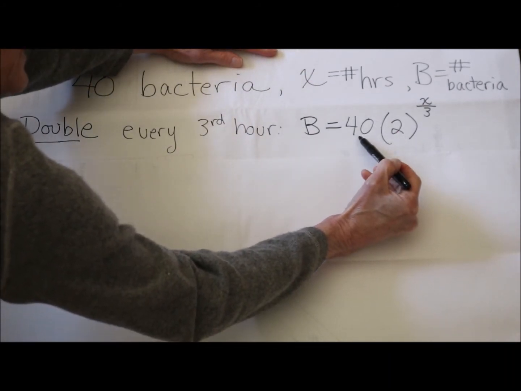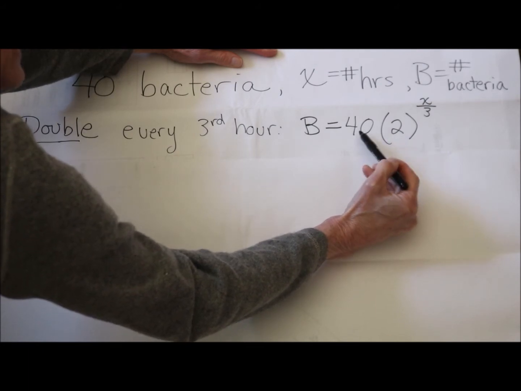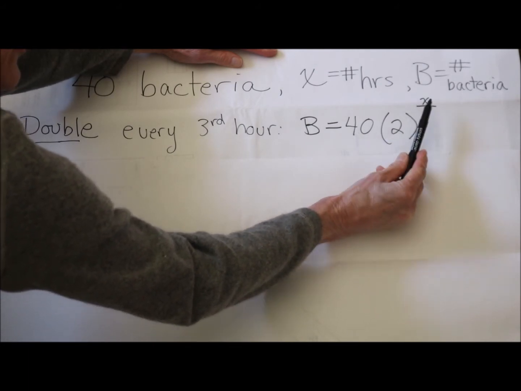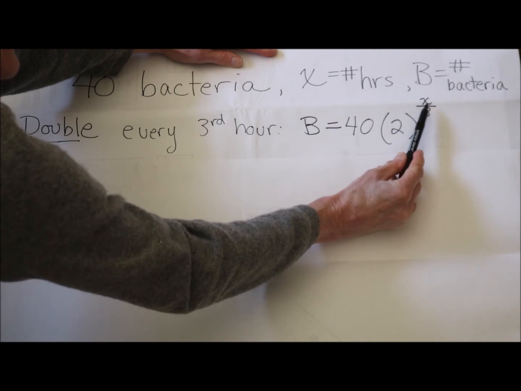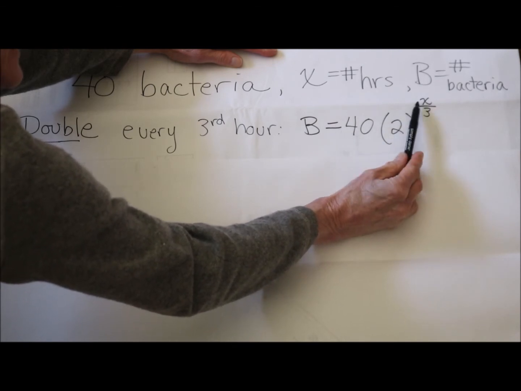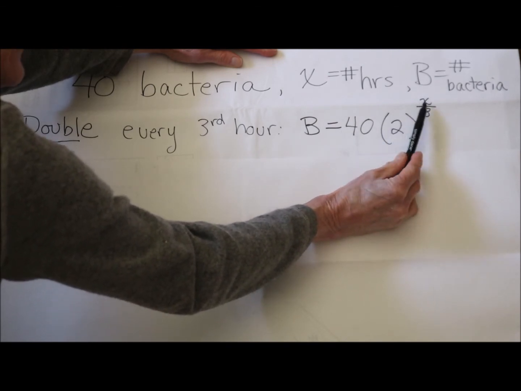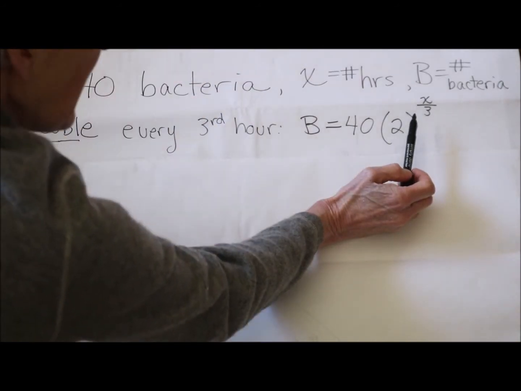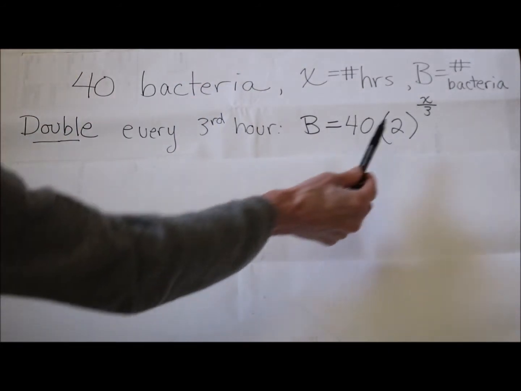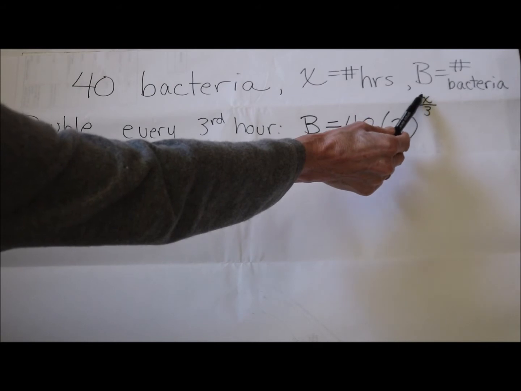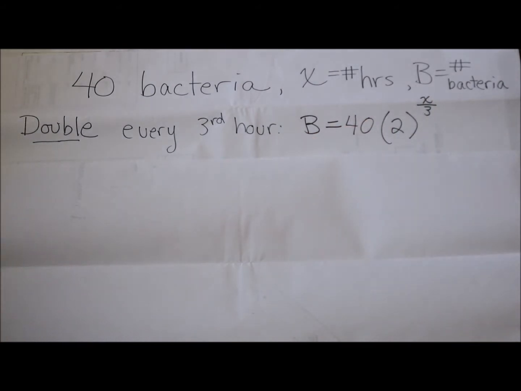And we can always think about plugging in numbers if we want. So my number of bacteria is going to be 80. It's going to double after 3 hours. It's going to double again after 6 hours, after 9 hours. That kind of makes sense. So every third hour, you're going to divide your number of hours by 3.